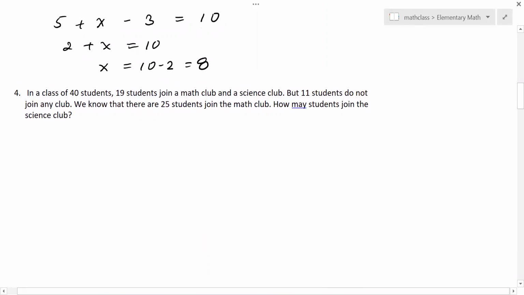Number 4. In a class of 40 students, 19 students join both a math club and a science club, but 11 students do not join any club. We know that 25 students join the math club. How many students join the science club?